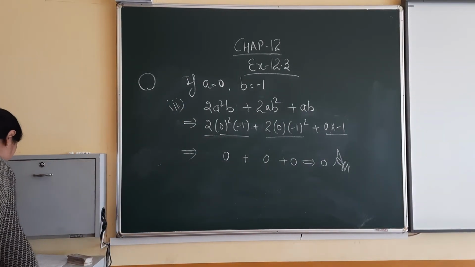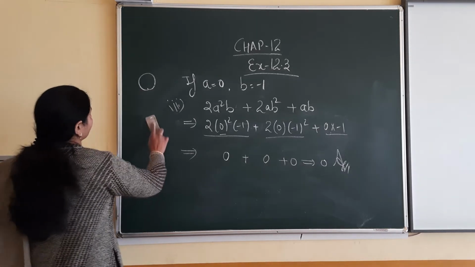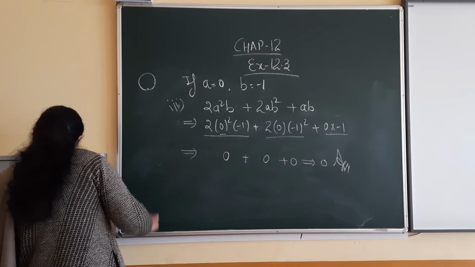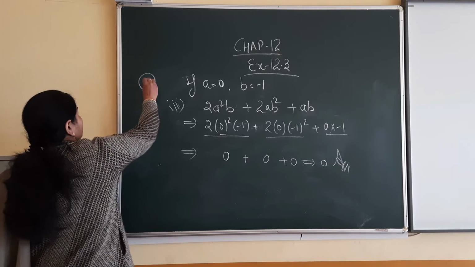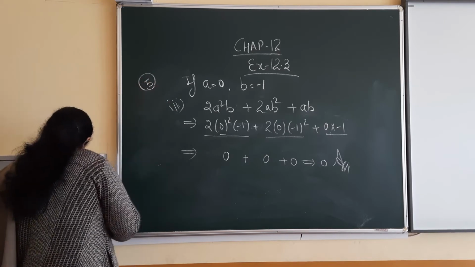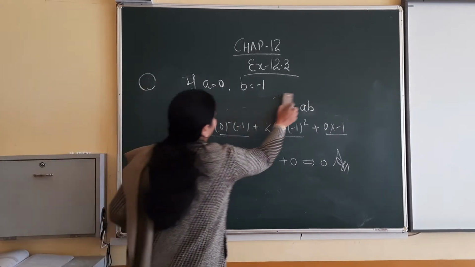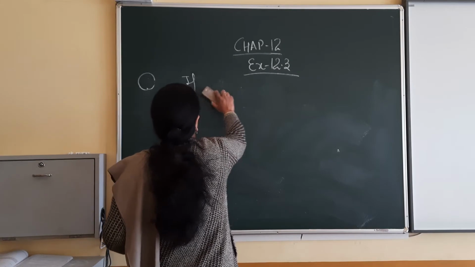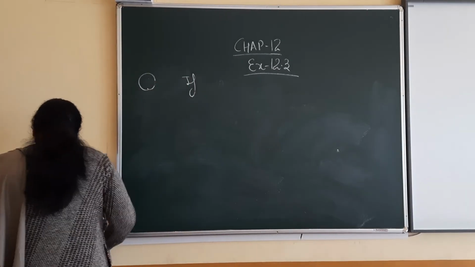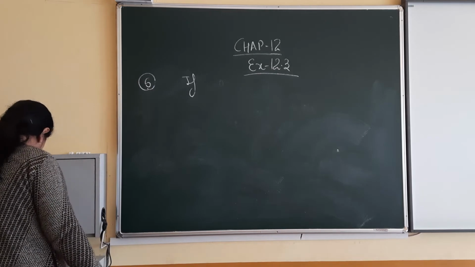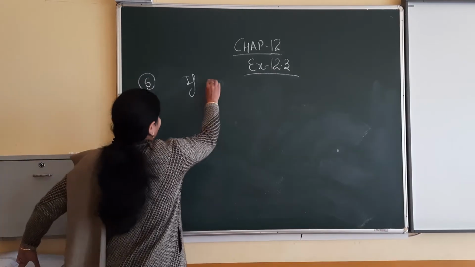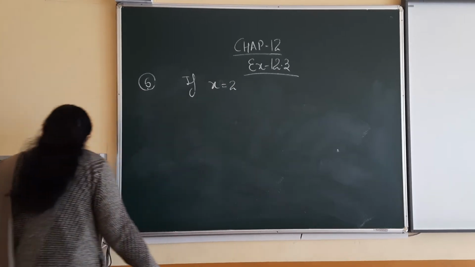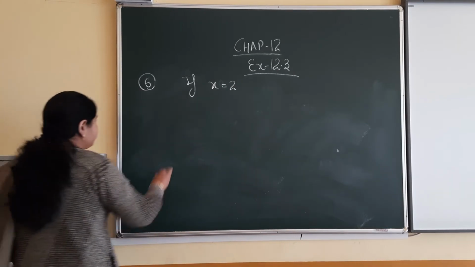Now question number 6. Simplify the expressions and find the value if x is equal to 2. Okay. This one I took from question number 5. This was question number 5, part 3. Now the next question I am taking from question number 6. The value of x is given here, the value of x is 2. And I am taking the fourth part.